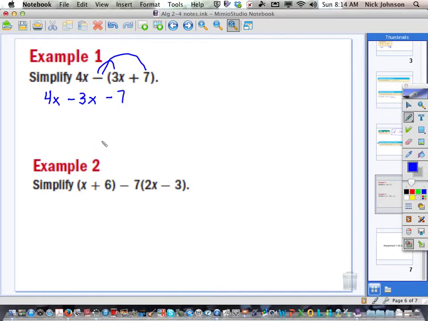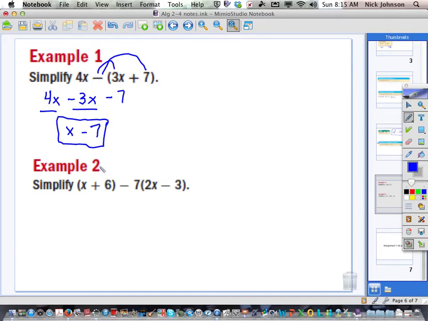Combine like terms. Where are my like terms? Well, 4x and a negative 3x. That means 4 minus 3, which is 1x. You don't have to write the 1 there. I normally do not, so I'm going to erase it. 1x. And then I bring down my negative 7 because it has nothing to join with. And that is your answer. You can't combine x and a negative 7. These are two different things. This has a label of x. This has no label.